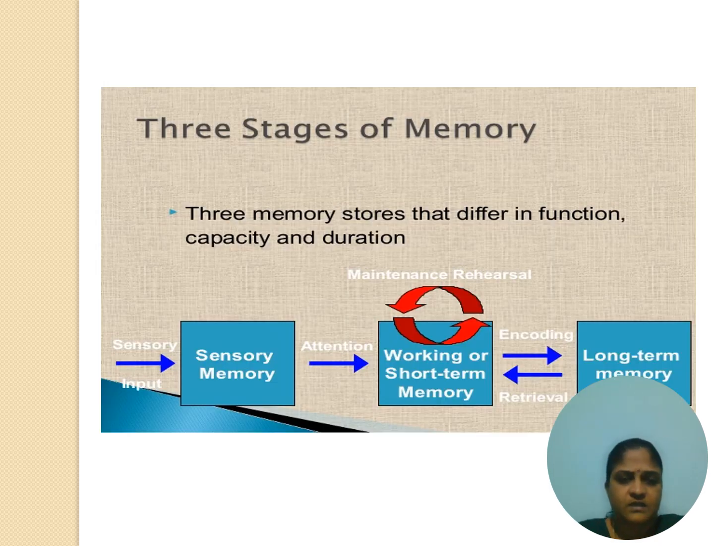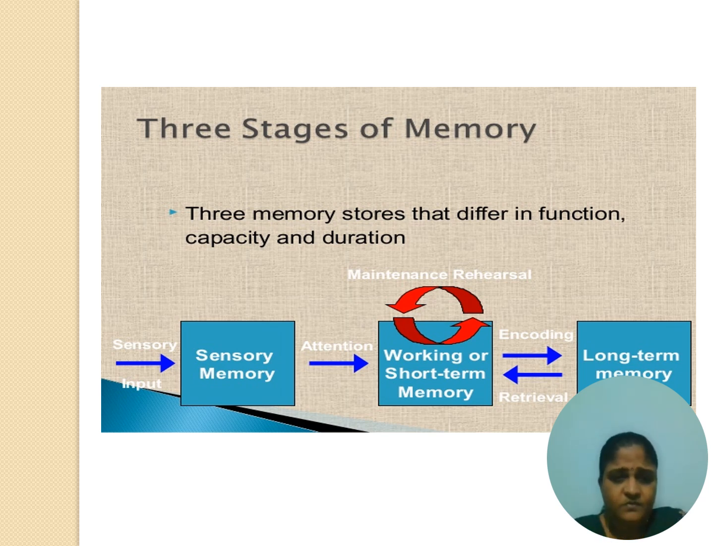So next is the three stages of memory. We have a different function, capacity, and duration. The memory is stored in three processes, or it has three different functions based on the capacity and duration. In that way we have three stages. One is sensory memory, next is short-term memory, next is long-term memory.